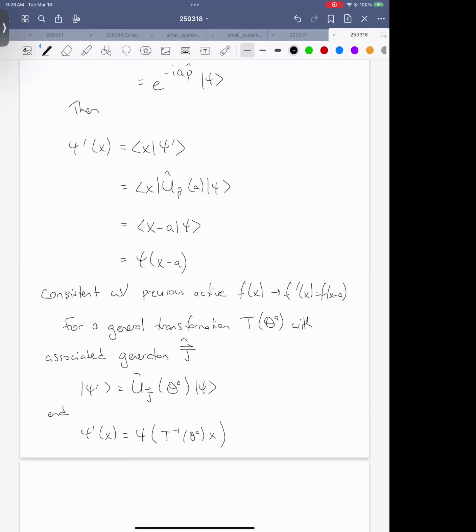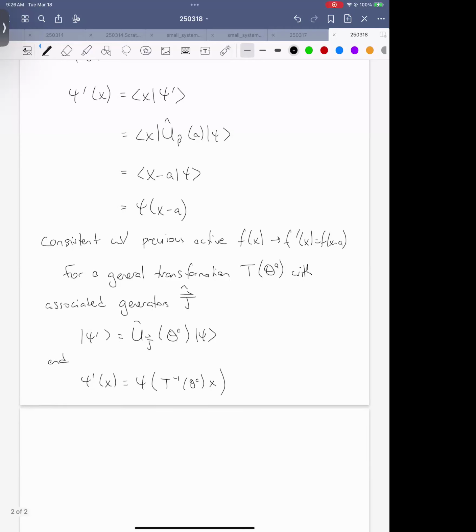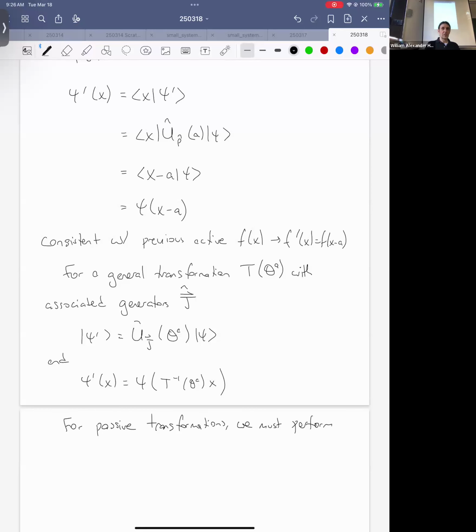Okay. Can you hear me? Let's now talk about passive transformations. So for passive transformations, we're going to perform a change of coordinates. What are coordinates in quantum mechanics? The coordinates are the basis. So performing a change of, in air quotes, coordinates, which is a change of basis.